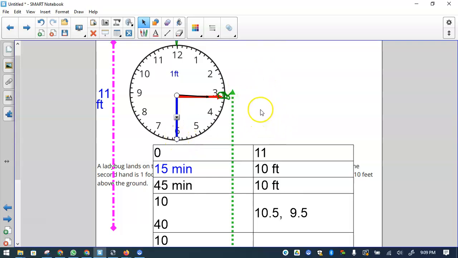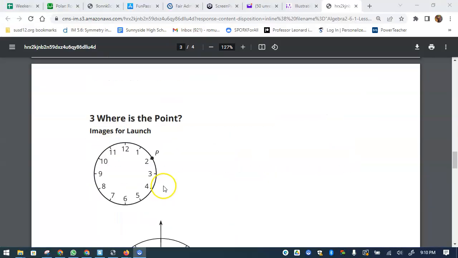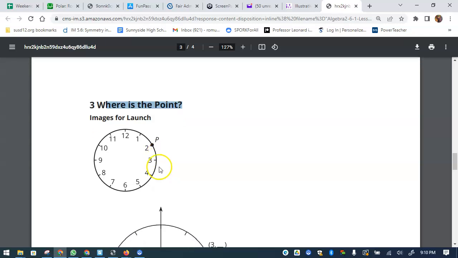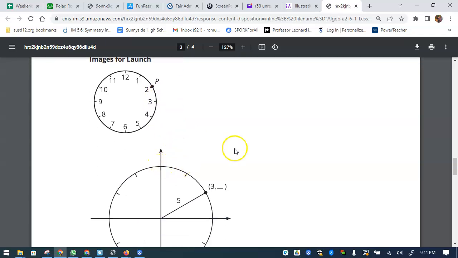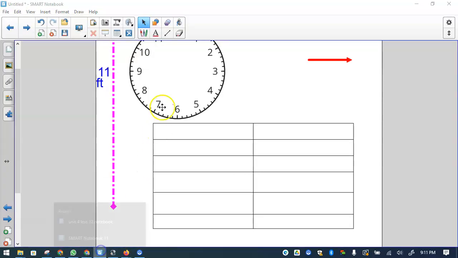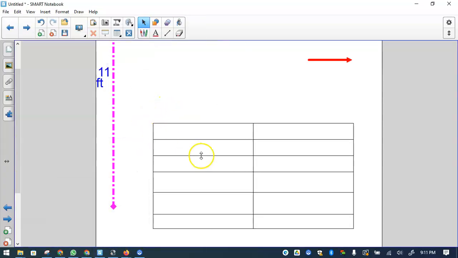Let's go to the last task. Okay, let's go to the last part. Look at this now. The question is, where is the point? If you see this point, let me make it a little bigger and cut this one. We don't need this, so let me take a new page maybe.